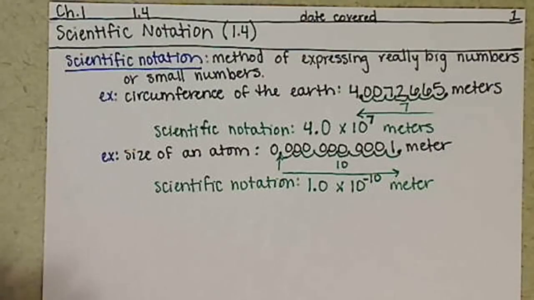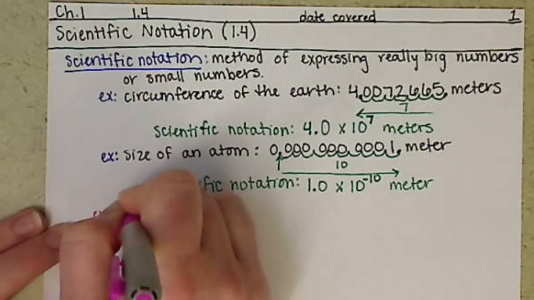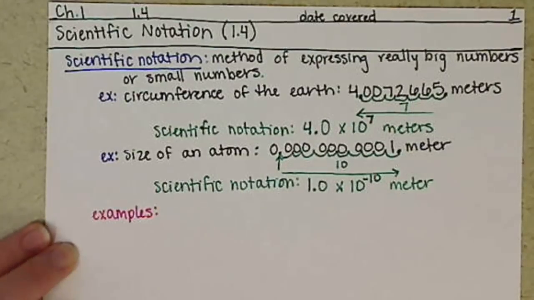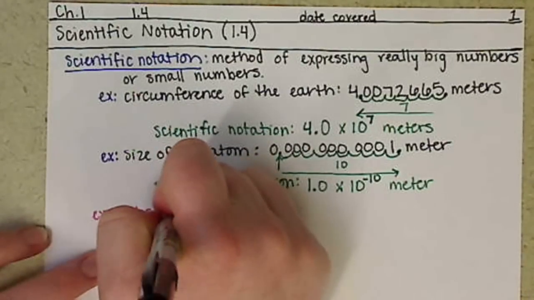All right. Let's have you try some examples on your own. Try writing the following numbers in scientific notation.